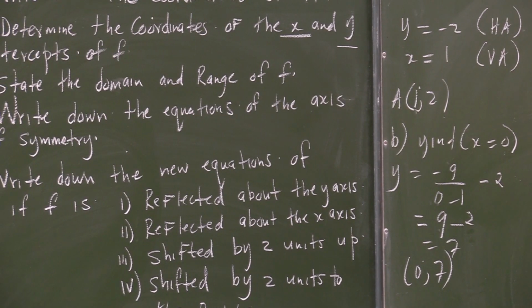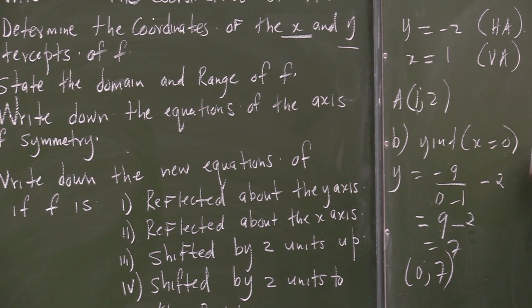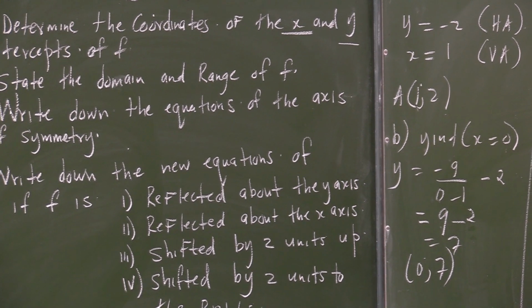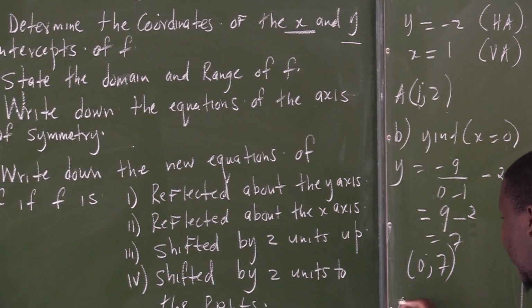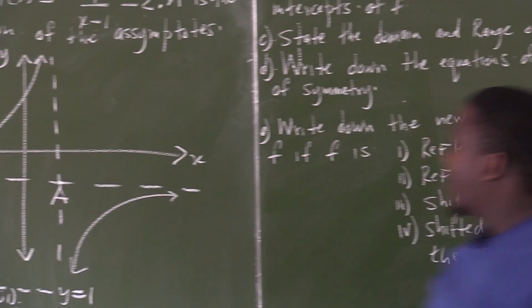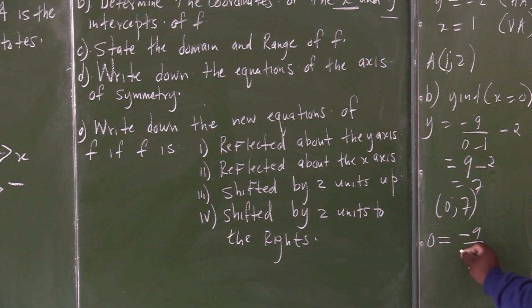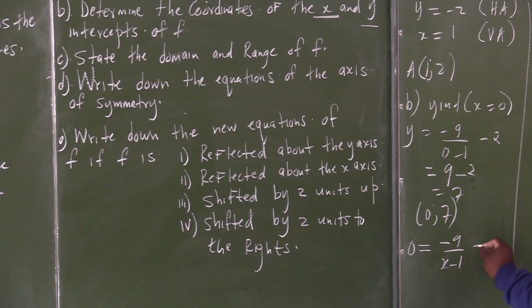What am I missing now? I am missing the x-intercept. How to find the x-intercept? I am going to make y equal to 0. Now let's make y 0. It means I will have 0 equal to negative 9 over x minus 1, minus 2.